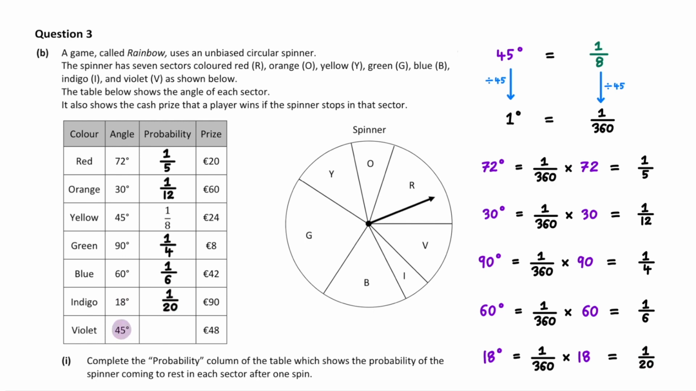Violet has a 45-degree angle. This is the exact same angle as yellow, so it'll have the exact same probability, 1 over 8. Alternatively, we could have just multiplied 1 over 360 times 45, and it also would have come out as 1 over 8.